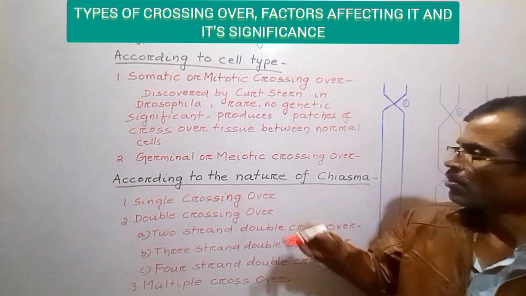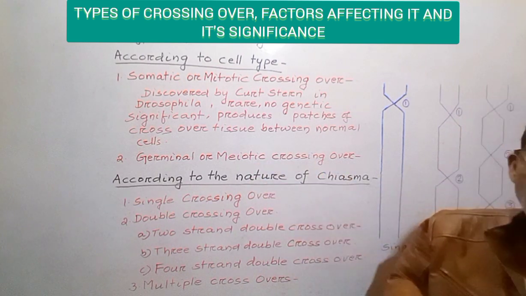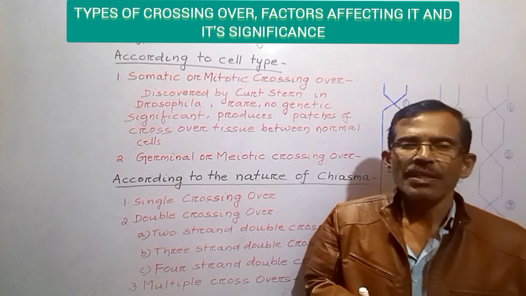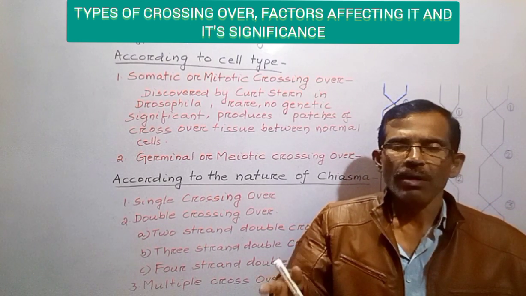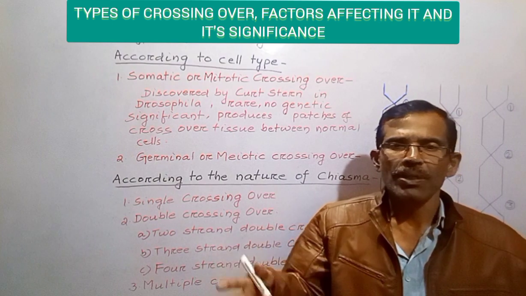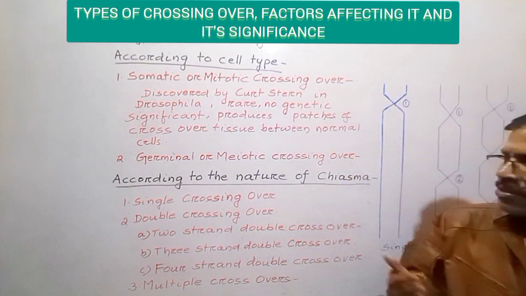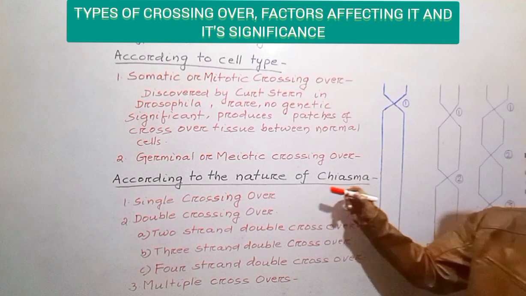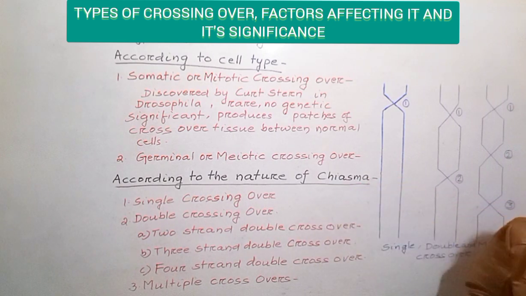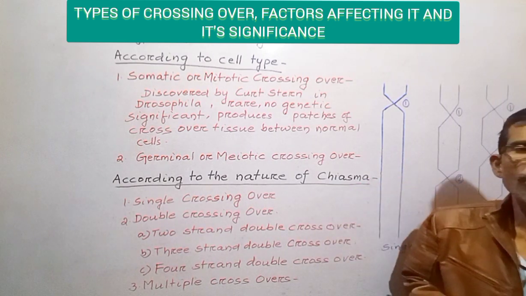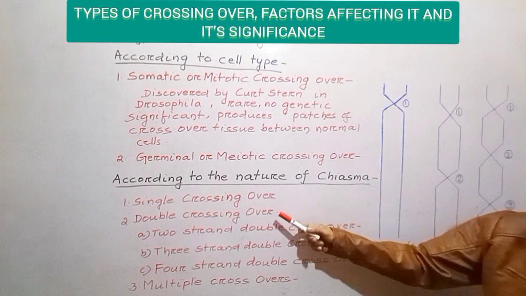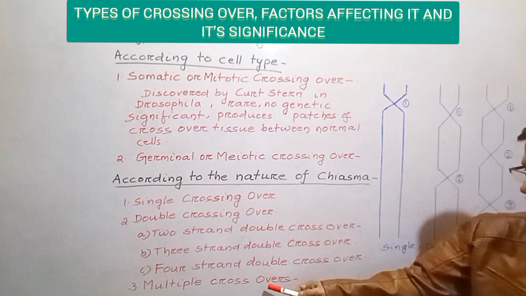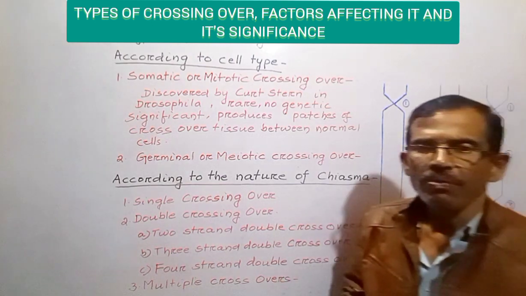The other type of crossing over is germinal crossing over, which takes place during meiosis. Hence, it is also called meiotic crossing over. It has genetic significance and takes place in germ cells at the time of gametogenesis. In addition to this, according to the nature of chiasmata, crossing over can also be classified as single crossing over, double crossing over and multiple crossing over.